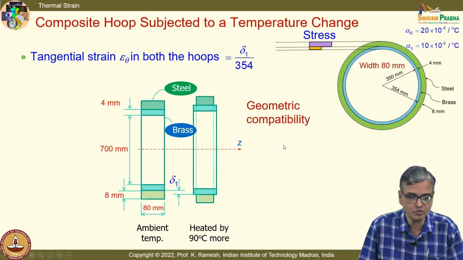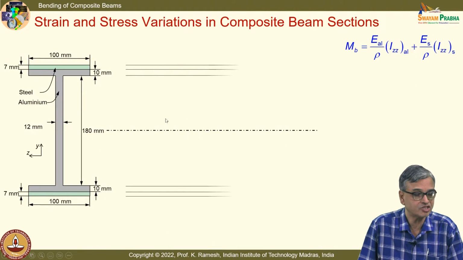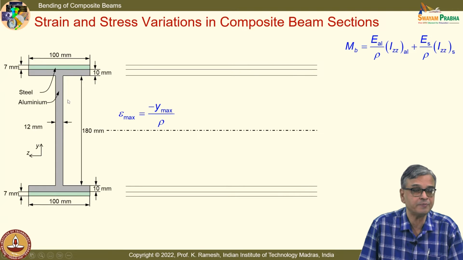And we have also looked at if you have to strengthen a beam made of a soft material, you can put a steel on top of it, on top of aluminum, top as well as the bottom, so that you maintain the symmetry.